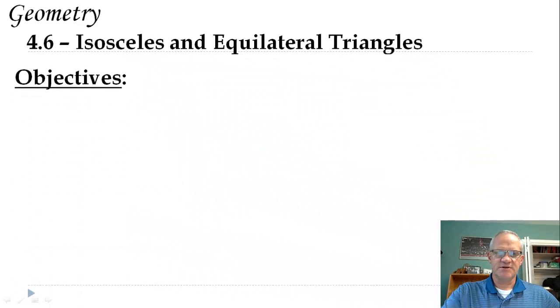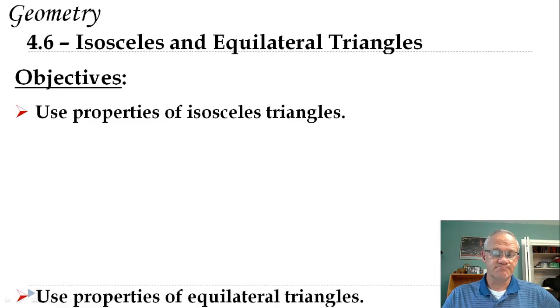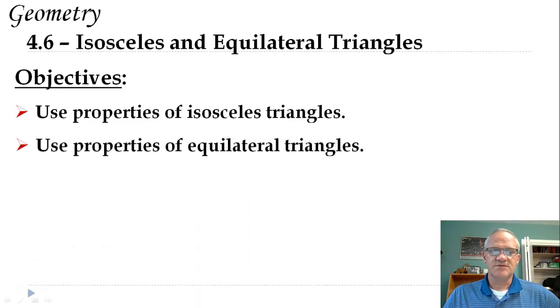But anyway, we're in section 4.6 today. We're going to talk about isosceles and equilateral triangles. So let's get started. Our objectives today: first of all, we're going to use the properties of isosceles triangles. And secondly, we're going to use the properties of equilateral triangles, okay?